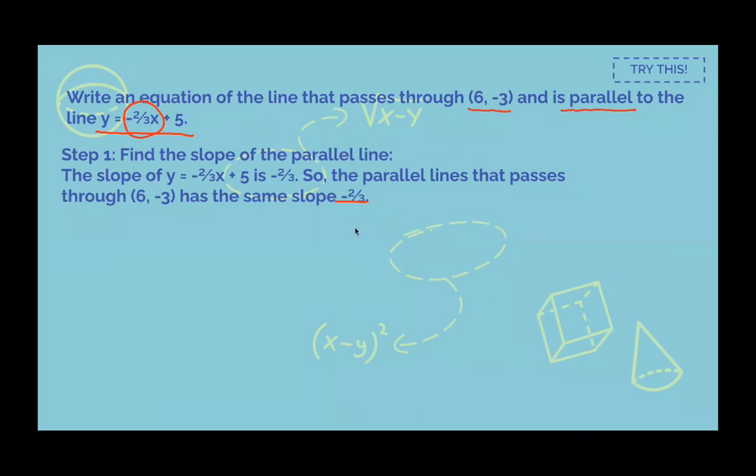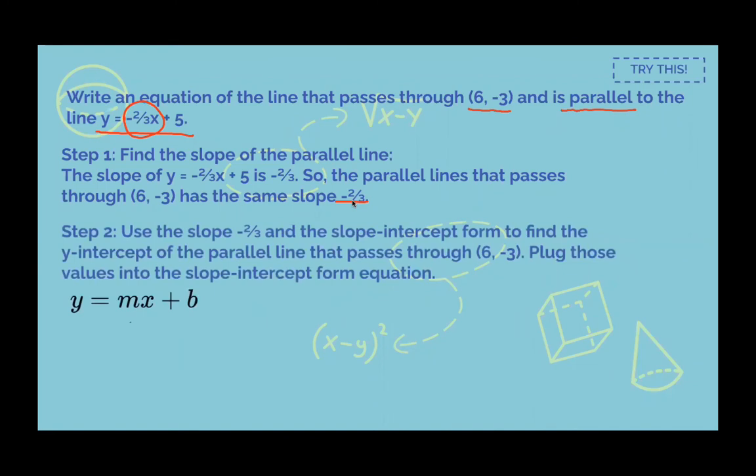Now go ahead and find your y-intercept with your slope-intercept equation. And I'm going to go ahead and use the point (6, -3), which is the one that they provided for us. 6 is x, -3 is y. Go ahead and plug in all your values. You're left with this: -3 equals -2/3 times 6 plus b. And -2/3 times 6 can simplify into -4. And now you can go ahead and isolate b by adding 4 to both sides. That gives you 1 equals b.